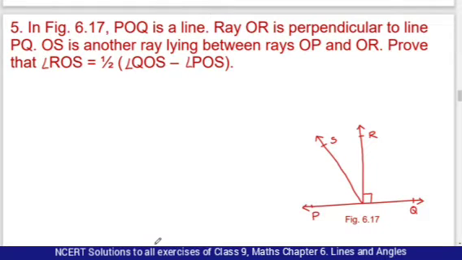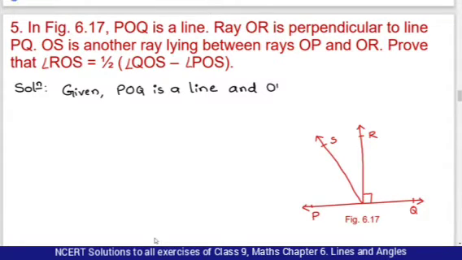Fifth question. In figure 6.17, POQ is a line, ray OR is perpendicular to line PQ, OS is another ray lying between rays OP and OR. Prove that angle ROS is equal to half of angle QOS minus angle POS. Solution. Given POQ is a line and OR is perpendicular to PQ.